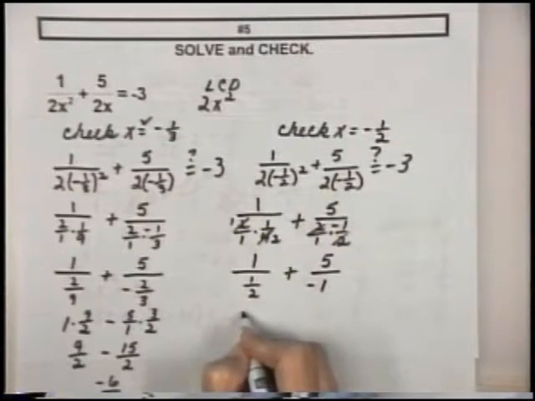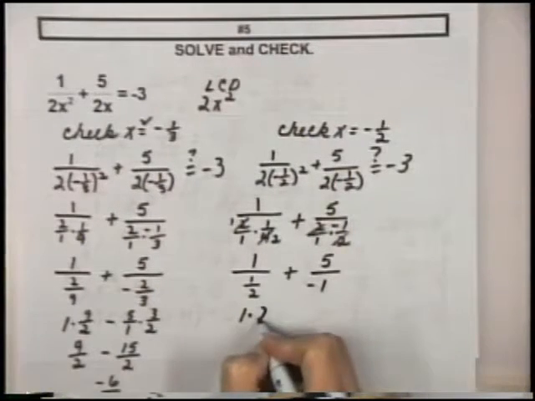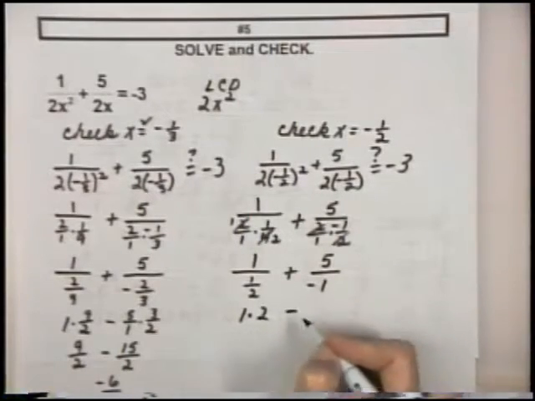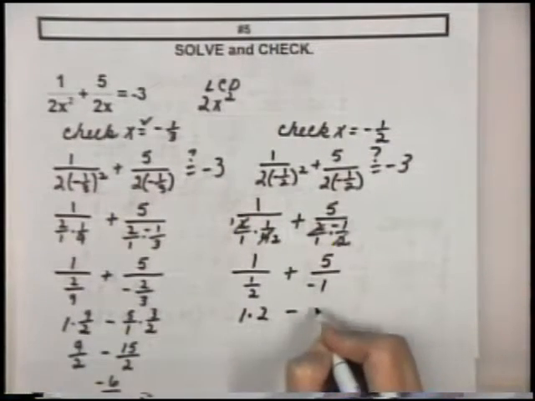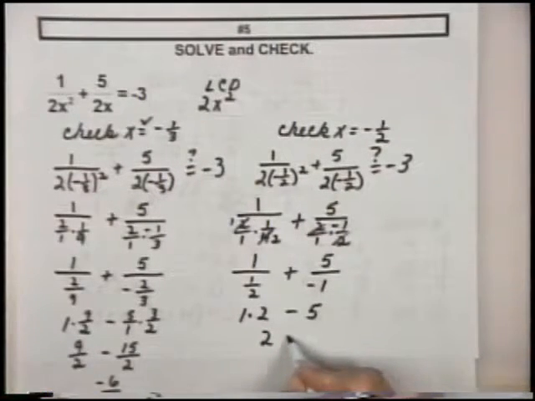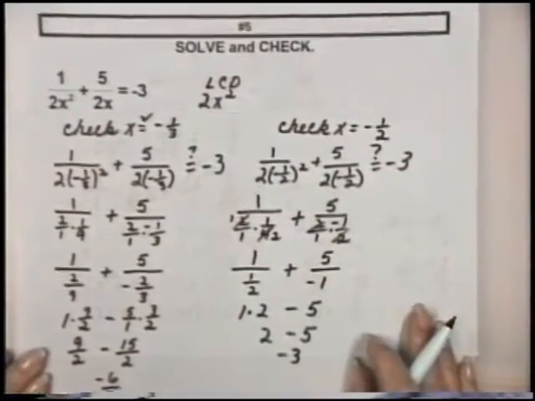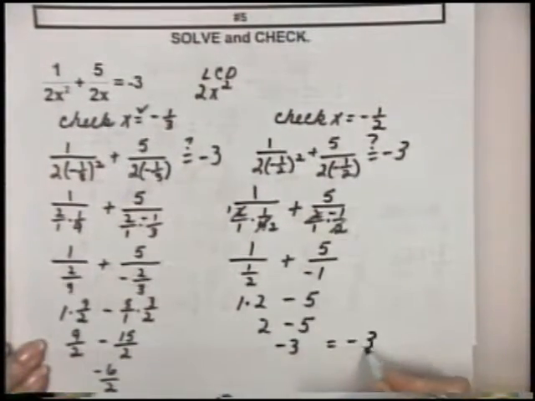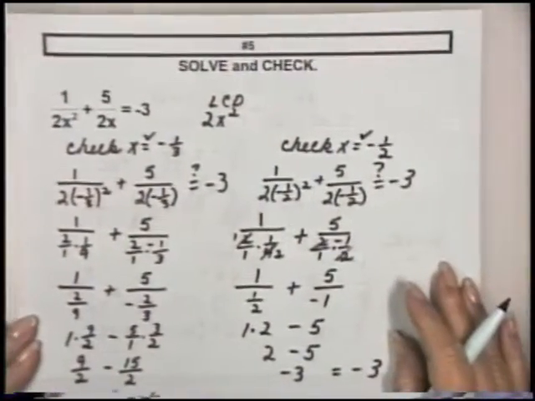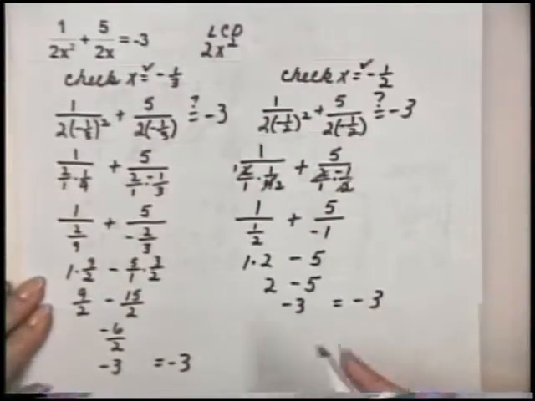For my first fraction, I have 1 divided by 1/2, which is the same as 1 times the reciprocal of 1/2. The reciprocal of 1/2 is 2. For my second fraction, I have a positive divided by a negative, which is a negative, and 5 divided by 1 is 5. So I have 1 times 2, which is 2, subtract 5. 2 subtract 5 is a negative 3. On the other side of the equation, I also have a negative 3. So x equals negative 1/2 also checks in the original equation.